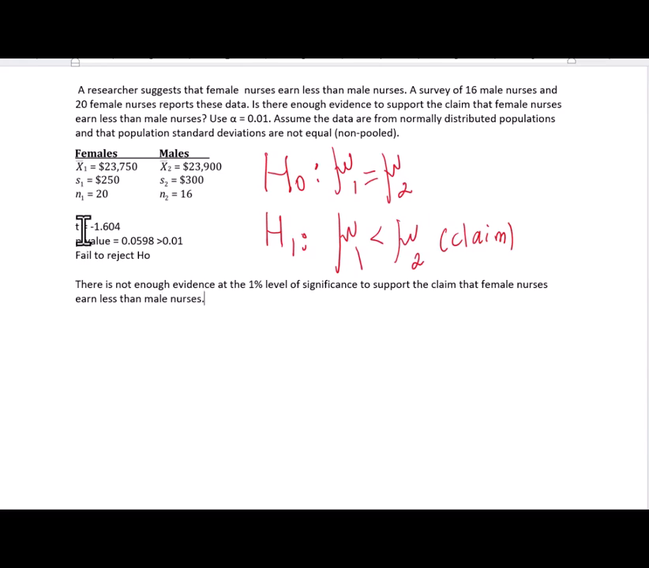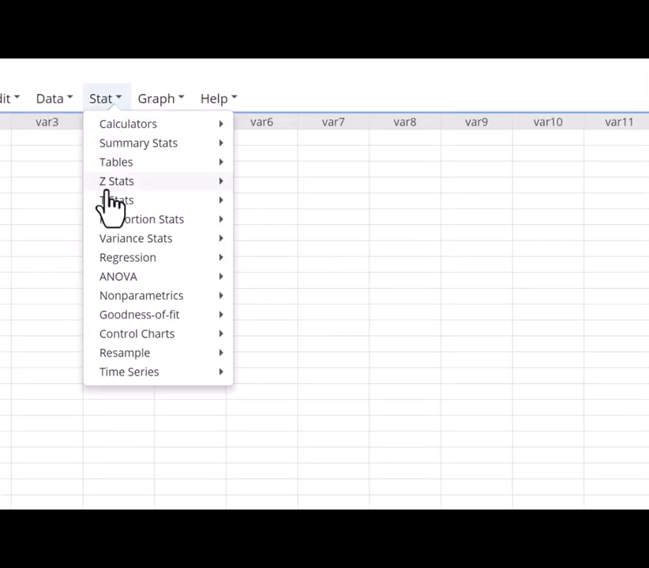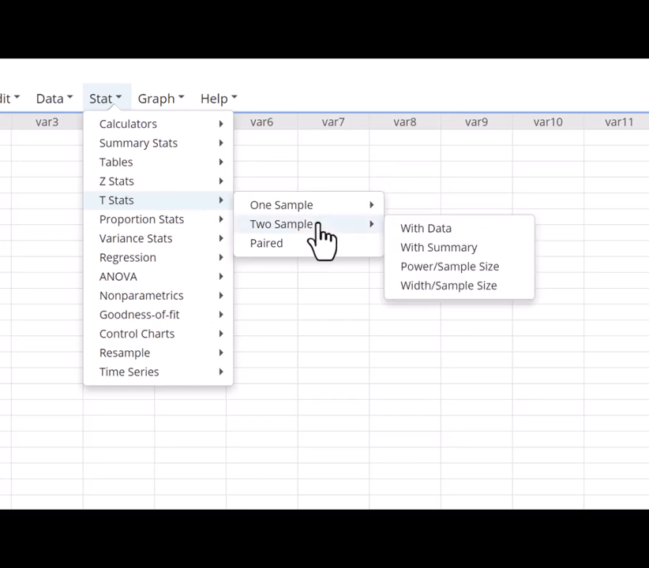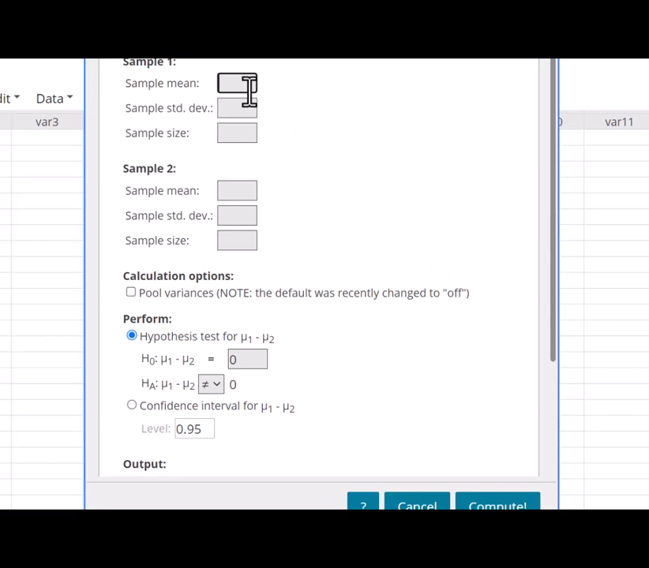Let me show you how to do StatCrunch here. Okay, so I'm going to call StatCrunch: Stat, T Stat. You have to use t here, not z. We're using t, two sample with summary, and we're going to enter the information. The first sample is 23,750 for the mean. Sample standard deviation was 250. Sample size was 20. That's for female. Now for sample 2, for male: 23,900, 300 for the standard deviation, 16.